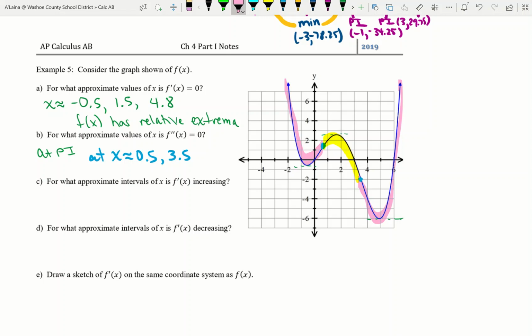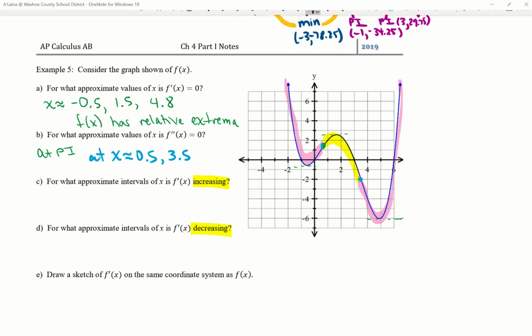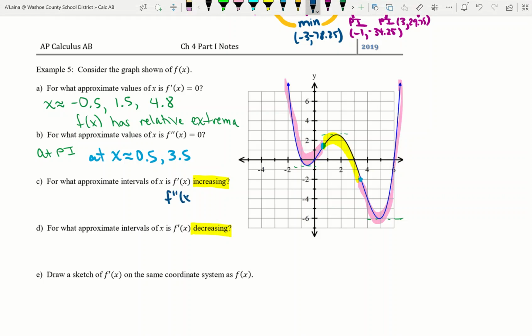Be careful on this next one. I want where f prime is increasing. Whenever you see the words increasing or decreasing, you are talking about the next derivative. This is asking us, where is the second derivative positive? That's really what this is asking us. We want where the first derivative has a positive slope. That's what increasing would look like. So that's where the second derivative is greater than 0. Well, the second derivative is greater than 0 where f is concave up.